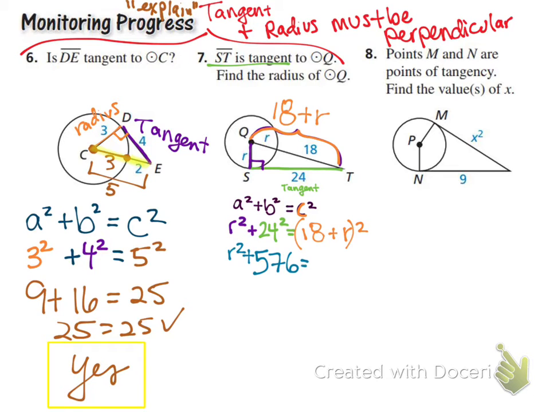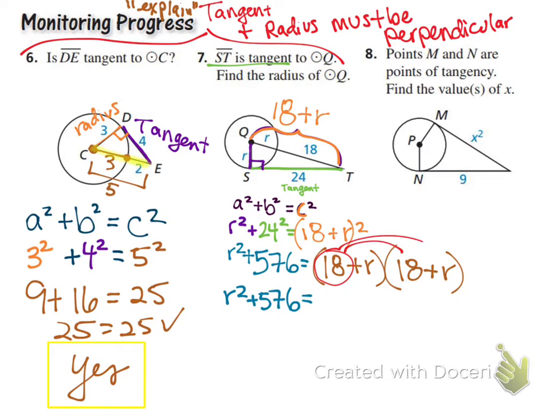576. Equals, so when something's being squared, it's being multiplied times itself. So this is 18 plus R times 18 plus R. We are going to end up distributing here in a second. I'm just dropping the left side down. We're going to distribute. You call it foiling if you want to, but you just distribute 18 to both things in the other parenthesis and R to both things in the other parenthesis.